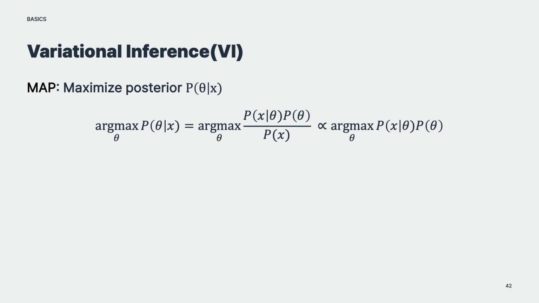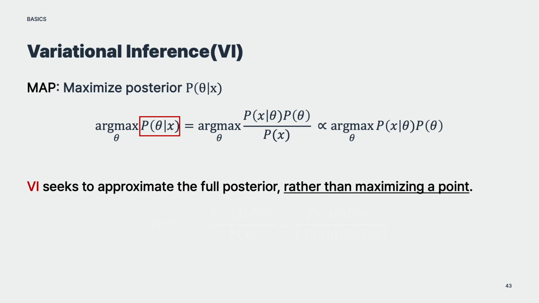Now let's move on to variational inference, VI. While MAP aims to maximize the posterior and thus yields a point estimate, VI seeks to approximate the full posterior distribution over the parameters or latent variables. In this sense, VI is a distributional inference method, not a point estimation method.